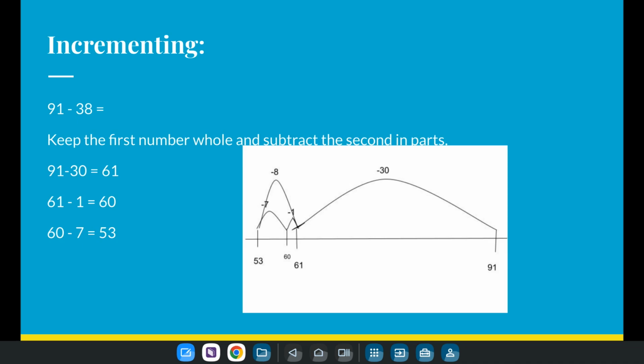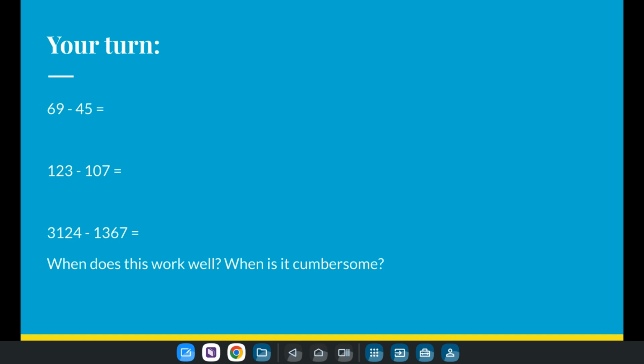The next strategy we're going to talk about is kind of a combination, using some of those ideas of breaking a number apart. But in this case, we're going to keep one number whole and subtract the other in parts. Oh, I did want to say this. On this strategy, the tens and ones strategy, the model that kids are going to use to look at this is going to be typically a place value block strategy. So they might draw something like this.